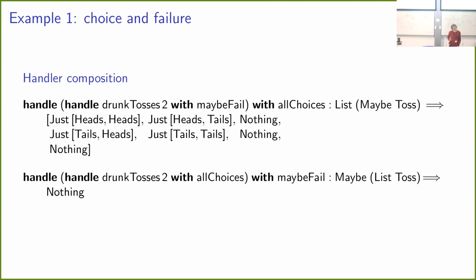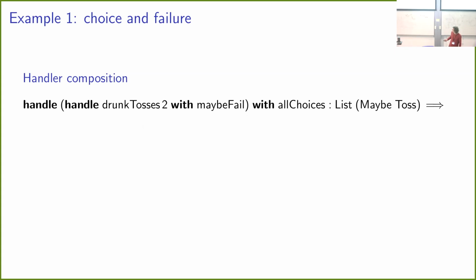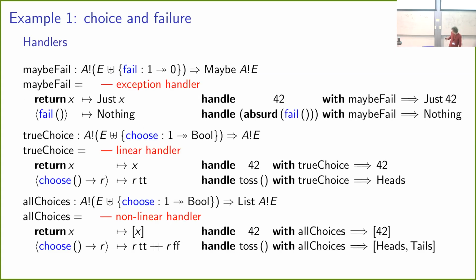So the handle with takes care of weaving it through the list there. The handle with is basic. It just applies the handler. So if you apply all choices, it transforms a computation that may perform chooses into one that may not perform chooses, but which now returns a list of values rather than just the original value.